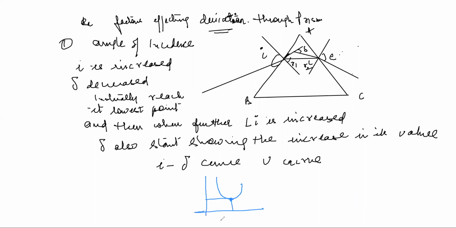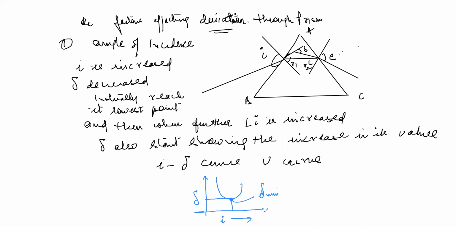So this is I, this is delta. Delta is increasing. This value is the minimum value, delta minimum. Now, who will tell me what happens at delta minimum? What are the properties which the prism shows and the light ray shows when delta is minimum?